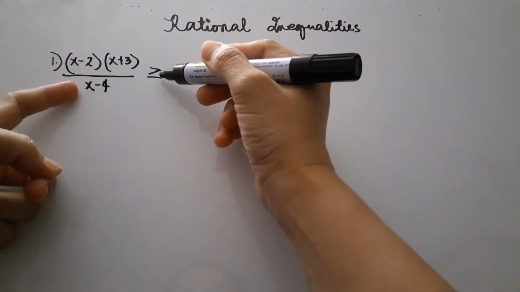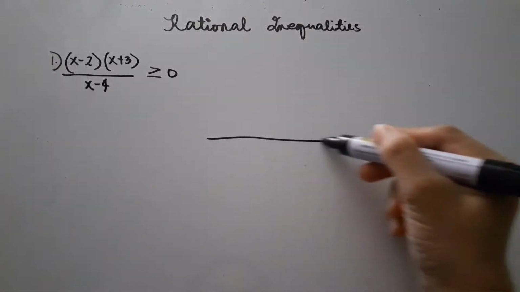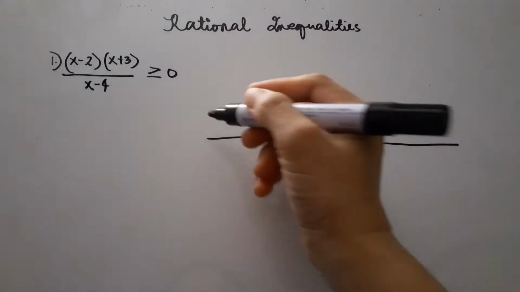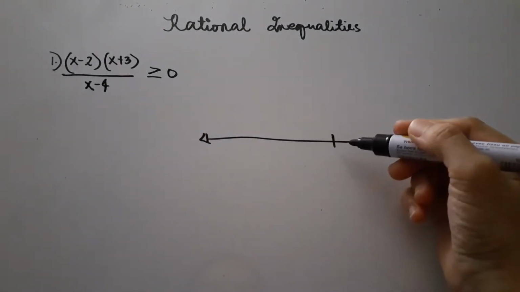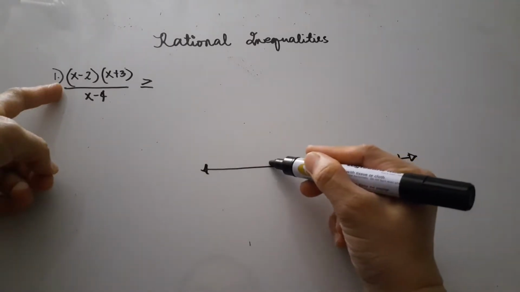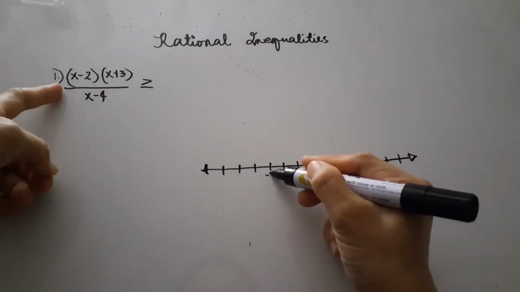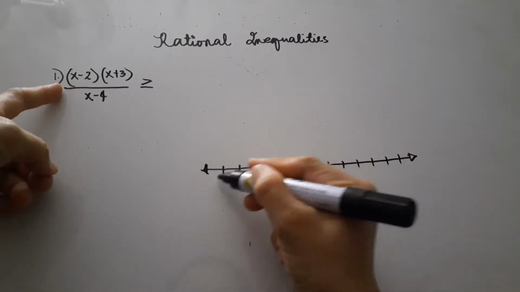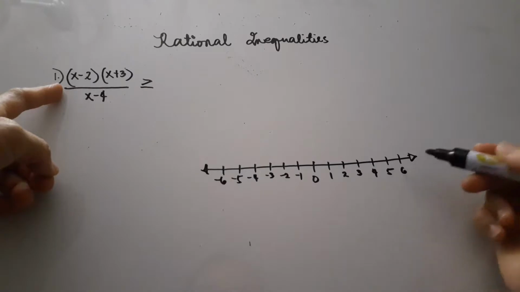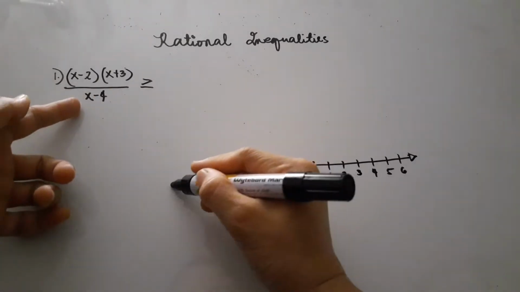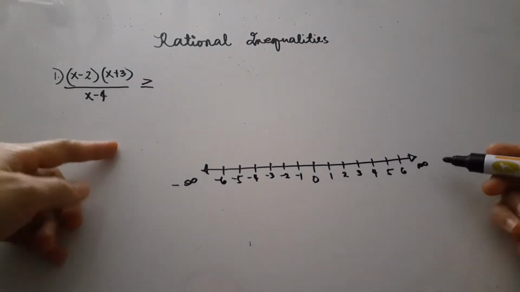To avoid arithmetic solution, we can use a sign diagram to show each of the factors. First, we need to draw a number line, this one. And then we can point out each factor. If x minus 2 is equal to 0, if x plus 3 is equal to 0, and if x minus 4 is equal to 0. Then the negative part is negative infinity, and the positive part is positive infinity.